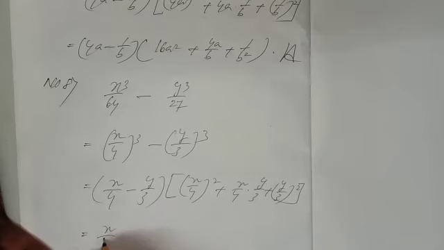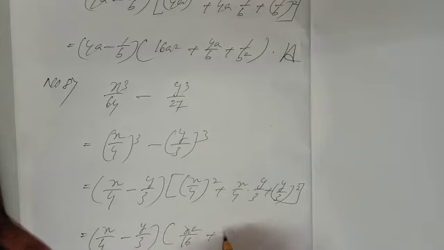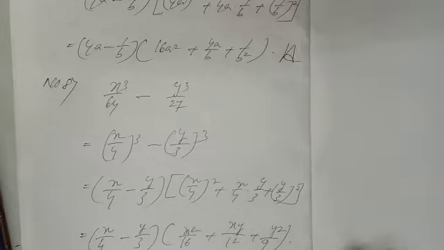Finally, you are getting x by 4 minus y by 3, and this is coming x square by 16 plus xy by 12 plus y square by 9. This is the answer of number 8. Let us go to the next number.